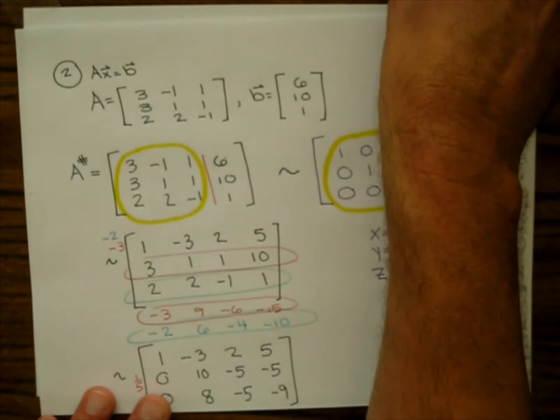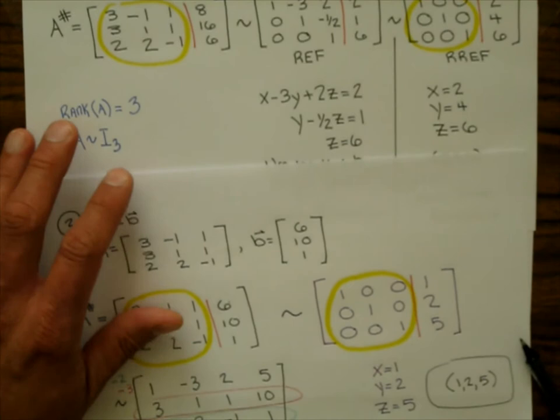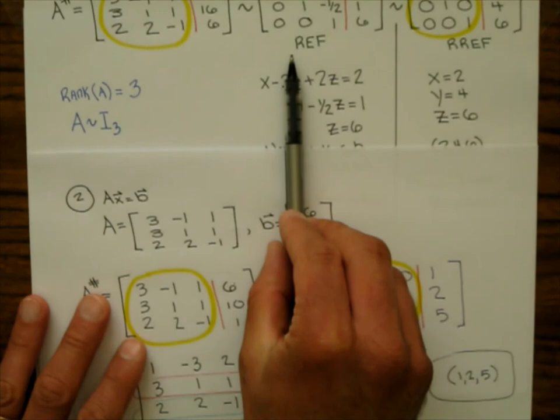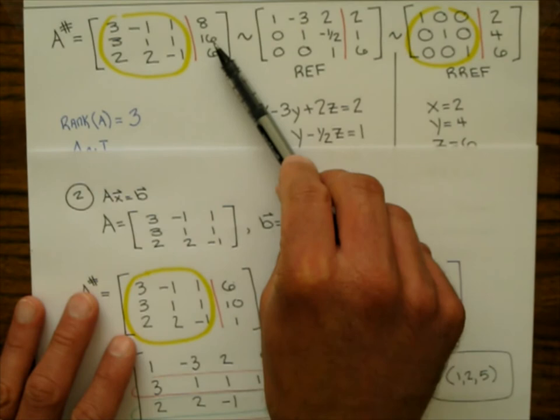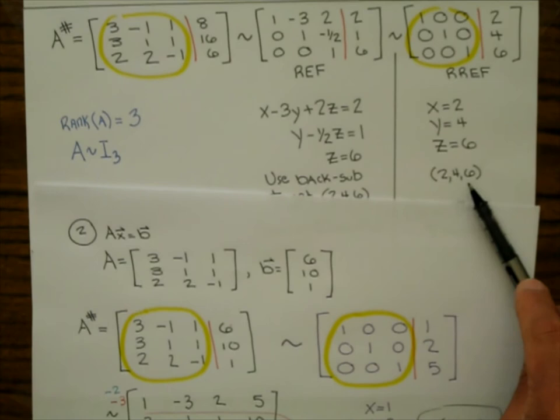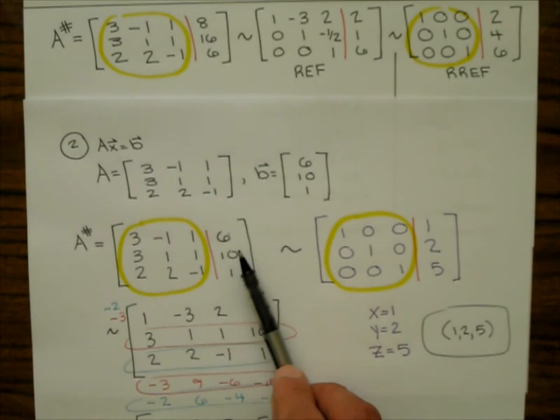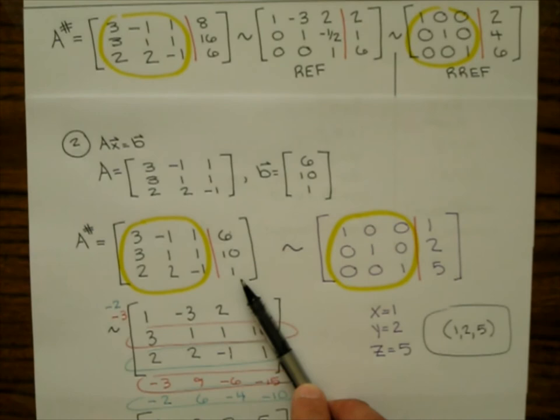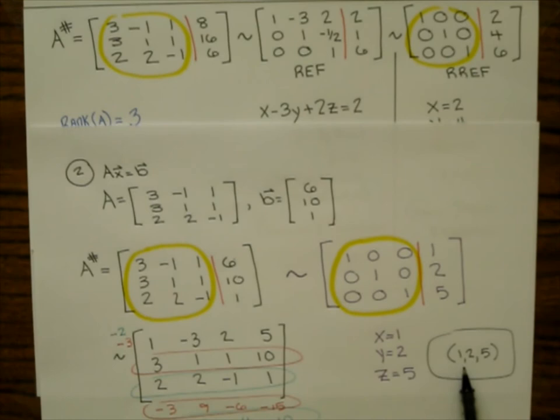And notice, look at this. I'll just fit it like this. This is problem number 1. When the right-hand side vector was 8, 16, 6, its unique solution was 2, 4, 6. Now, we're using the same matrix, matrix A, except the right-hand side vector became 6, 10, 1, just because I changed it to that. And instead of 2, 4, 6, it gives me the answer of 1, 2, 5.